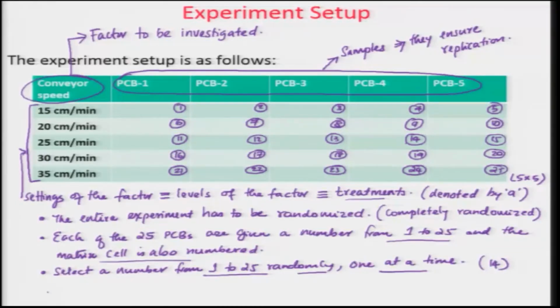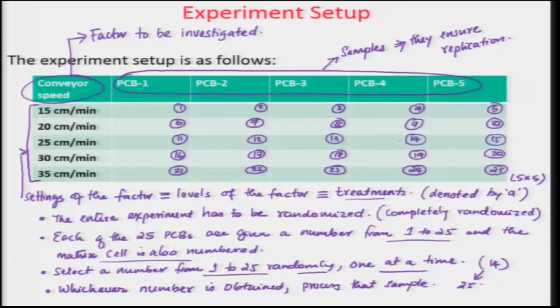So, whichever number is obtained, we process that sample. This means if the number is 14, I run the speed at 25 centimeters per minute and do the soldering process. Whatever the number of errors I get after the soldering process, I put that value here.